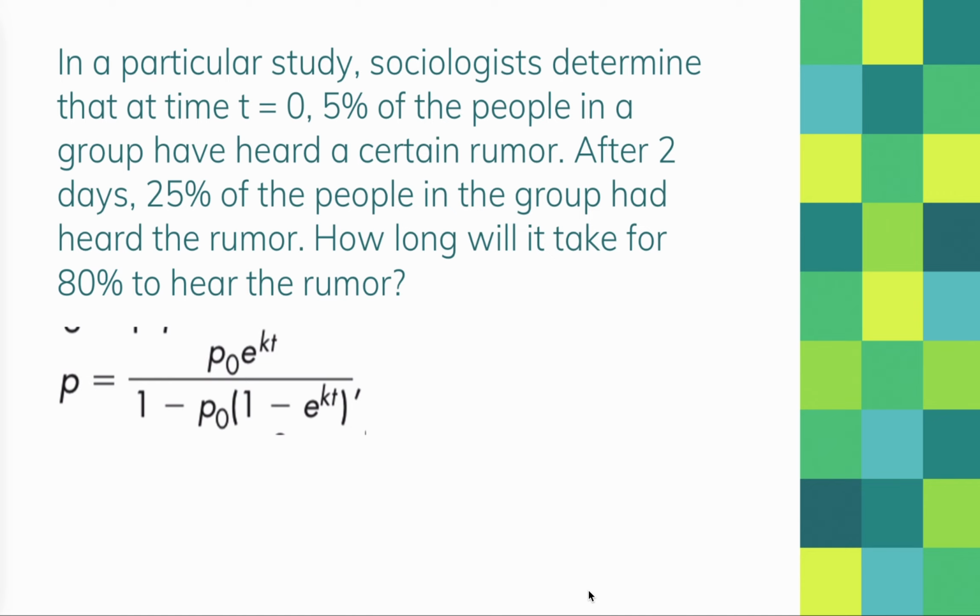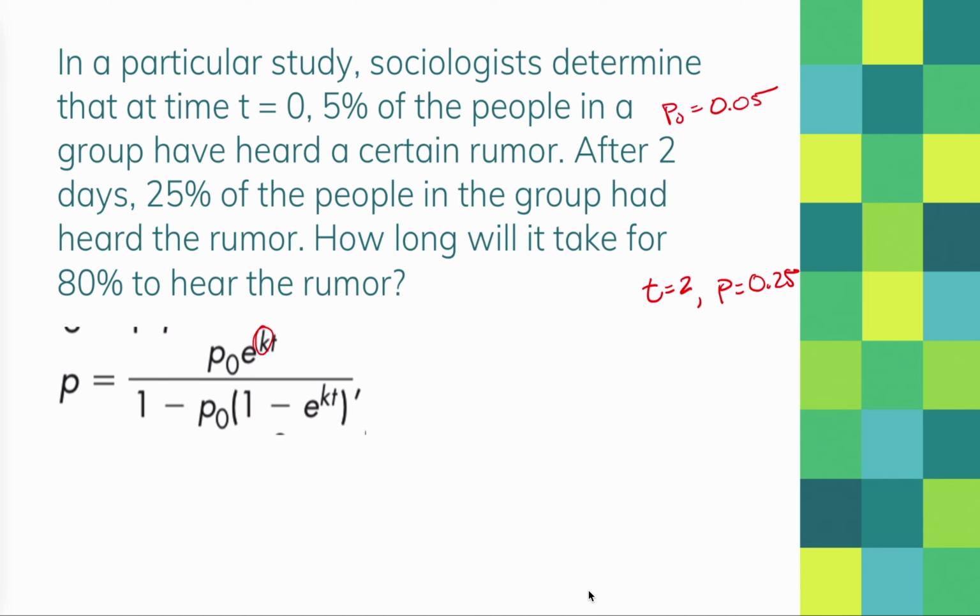In a particular study, sociologists determined that at time t equals 0, 5% of the people in the group have heard a certain rumor. So that's our P0 equals 0.05. After 2 days, 25% of the people in the group had heard the rumor. How long will it take for 80% to hear the rumor? So what we don't know is k, and that's important. But we do know that when t equals 2, P equals 0.25. And so we can use that to solve for k.